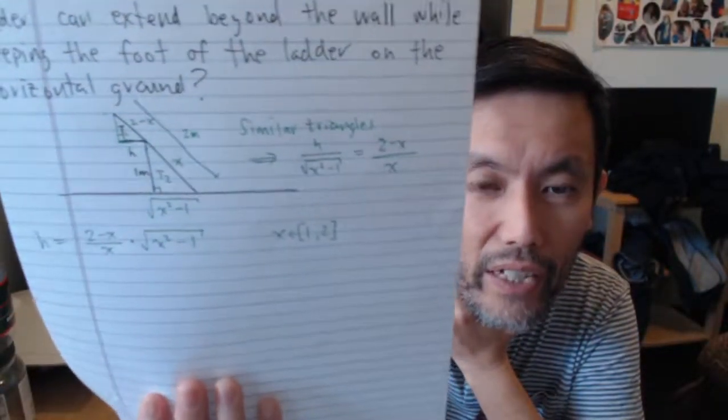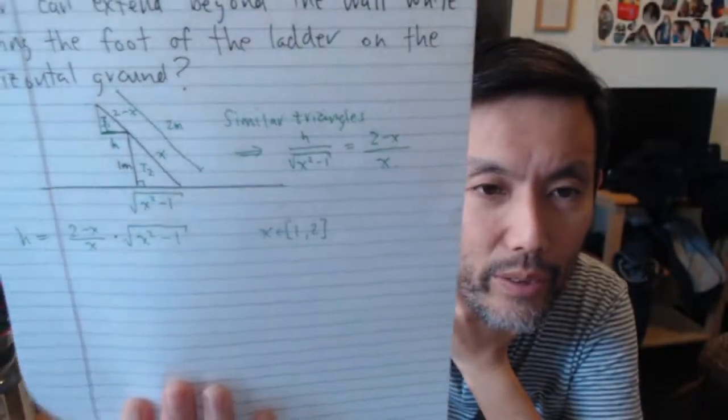What is the biggest that x could be? The biggest that x could be is when the very tippy top of the ladder is touching the wall, like this. That occurs when x is equal to 2. Okay, so we're going to maximize this function h when x is between 1 and 2. We're only considering values of x between 1 and 2, in other words.